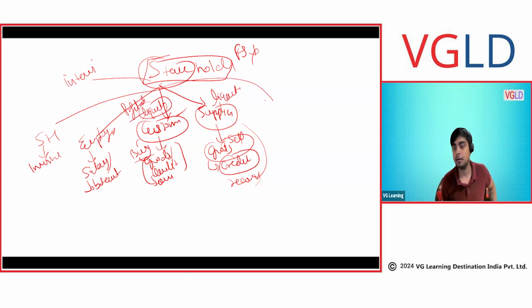A bank is also a stakeholder. Why? Because the bank provides you a loan. So the bank wants to see whether you are able to pay the interest and the loan amount back. So the bank will be interested in the liquidity of the company, that how much cash the company has, how much profitability the company has.